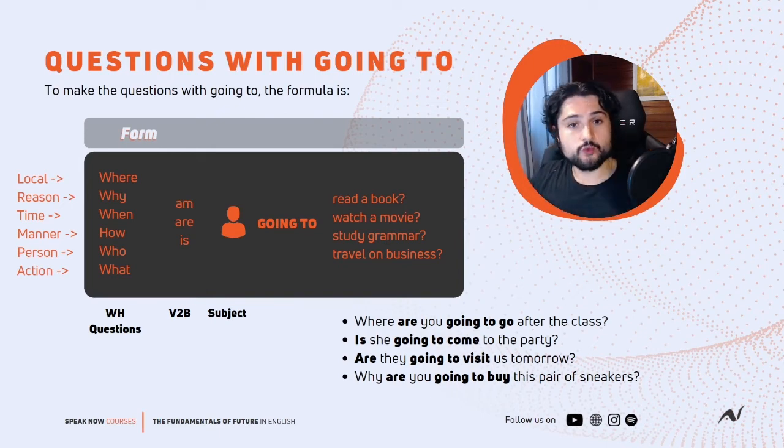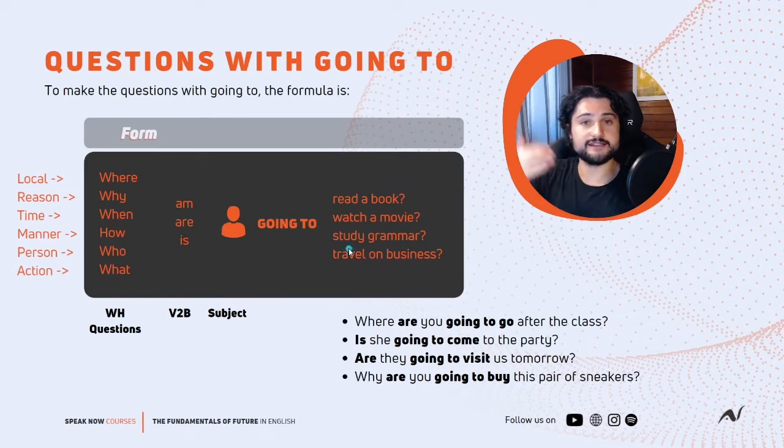So let's begin. We have here the structure of going to. Initially, guys, I would like you to ignore the double H questions, right? Focus just on the verb to be, the subject, going to, and then the verb. Because then we can ask, is he going to read a book? Are you going to watch a movie? Is she going to study grammar, for example? Are they going to travel on business?